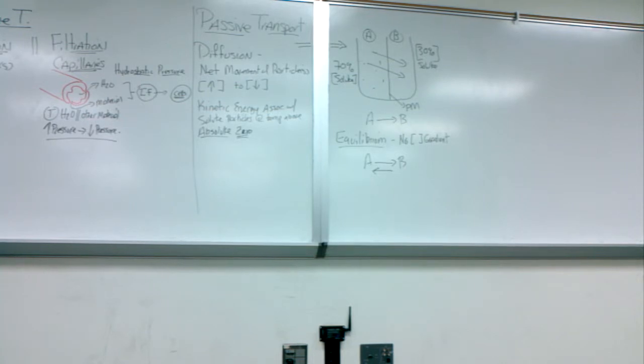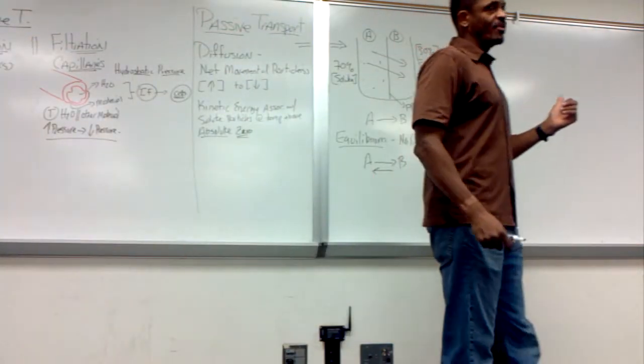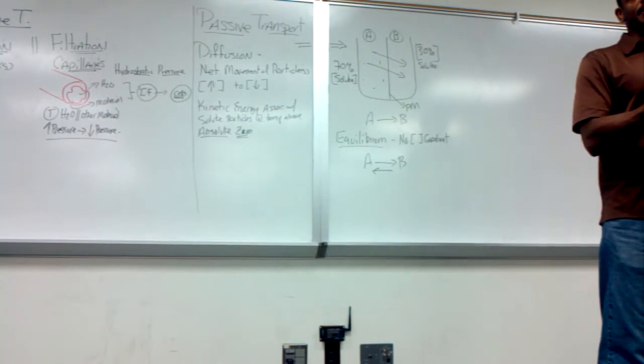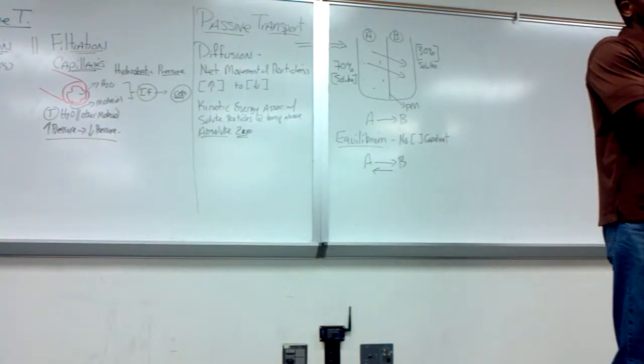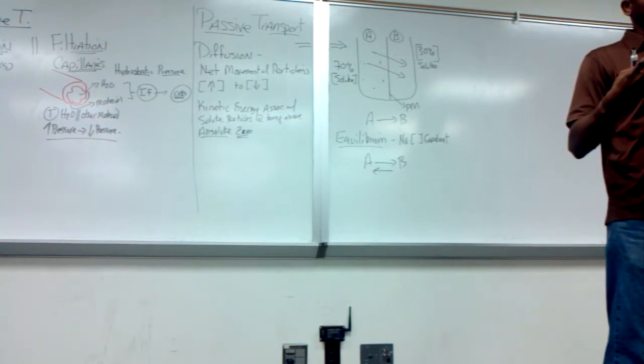Because what are we doing? Diffusion is a type of what? Passive what? Transport. So diffusion is an efficient means of transport to get material what? Into and out of the cell without using what? Energy in the form of ATP. Are we okay with that?